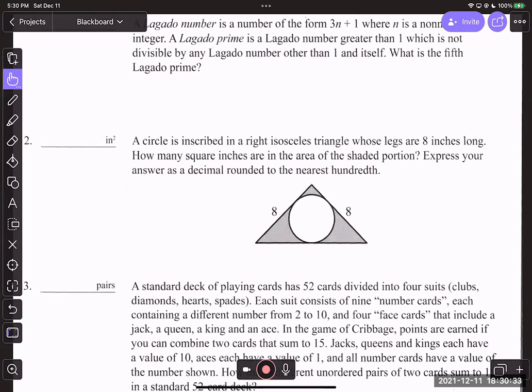A circle is inscribed in a right isosceles triangle whose legs are 8 inches long. How many square inches are the area of the shaded portion? Express your answer as a decimal, rounded to the nearest hundredth. Right isosceles triangle. We've seen this one before.